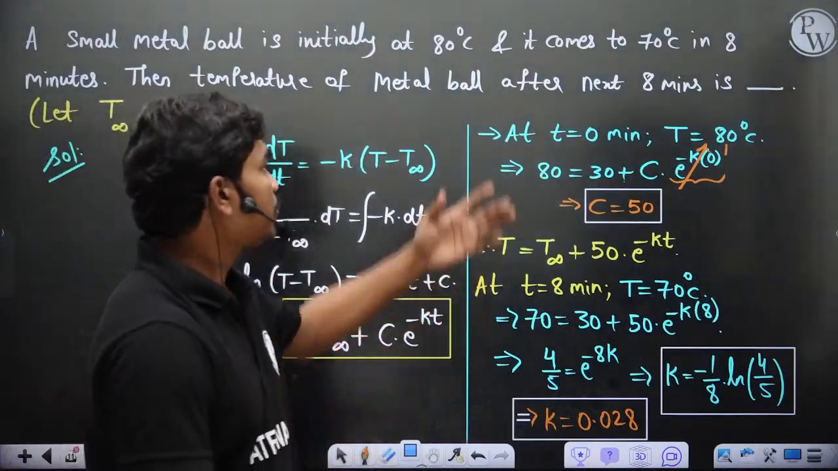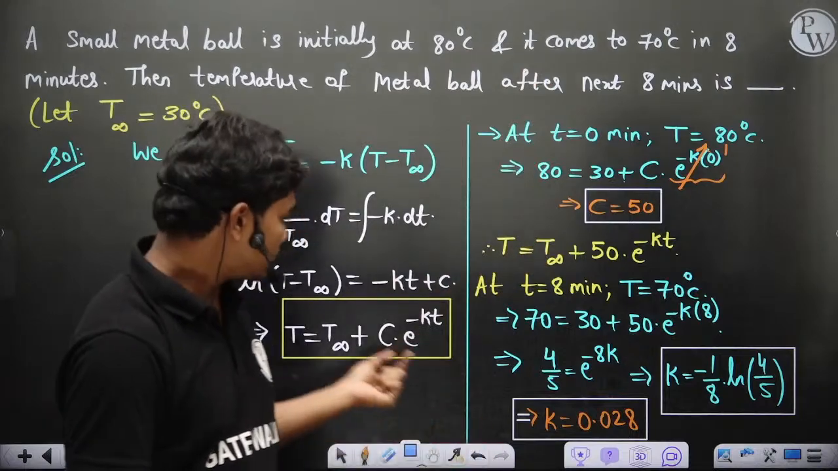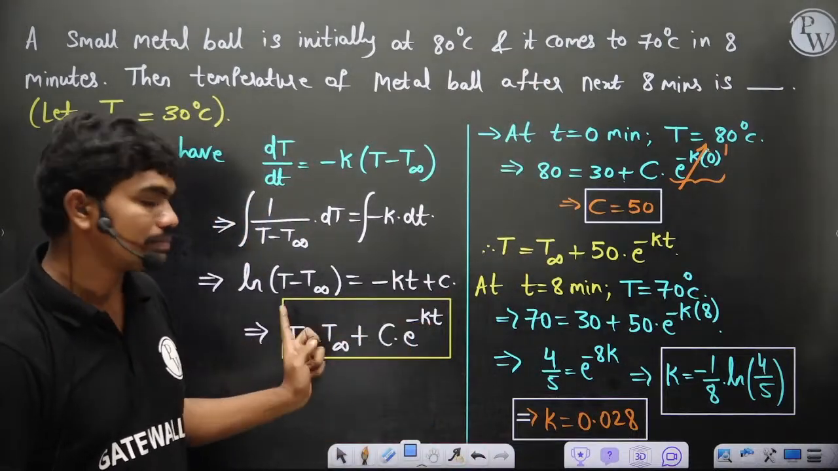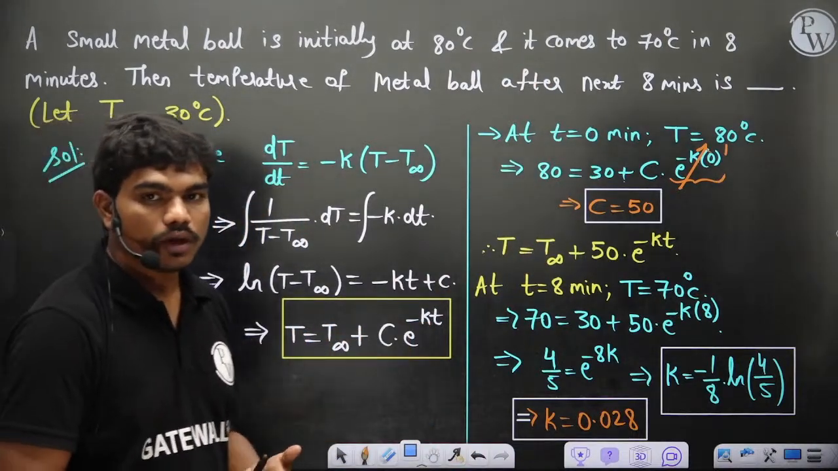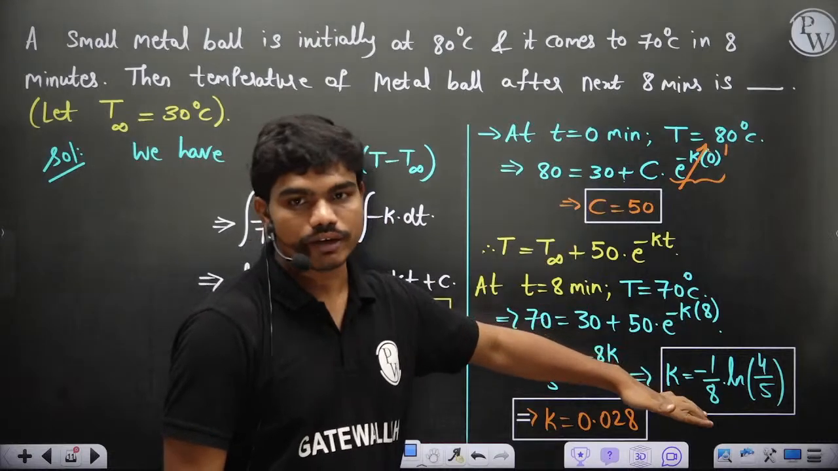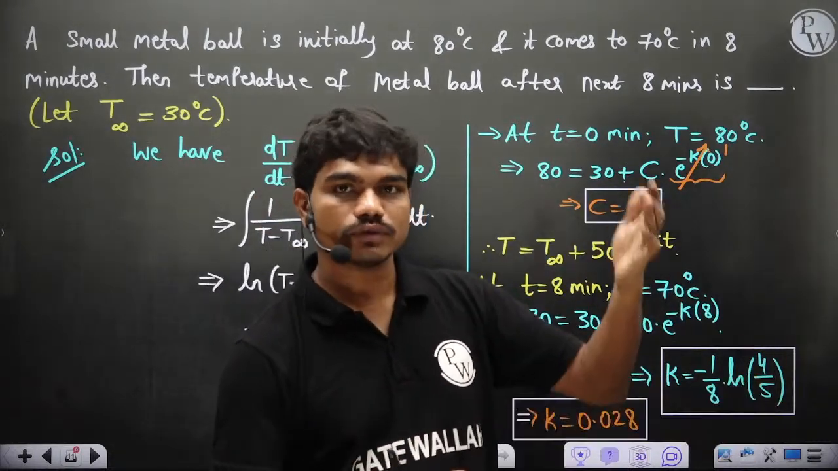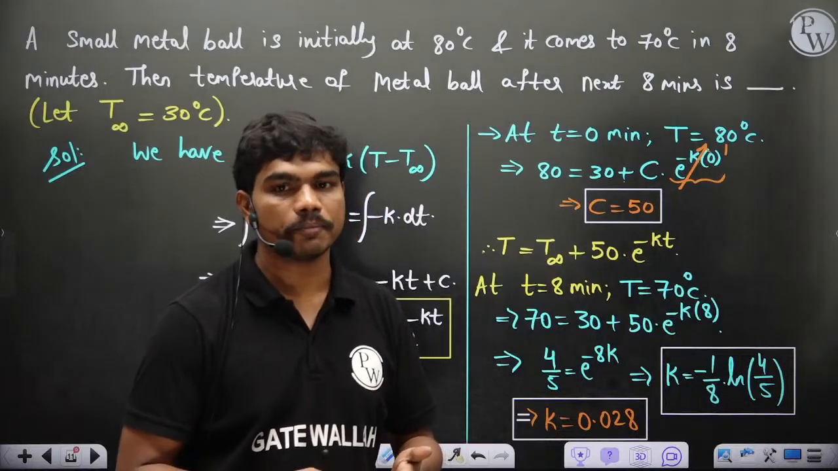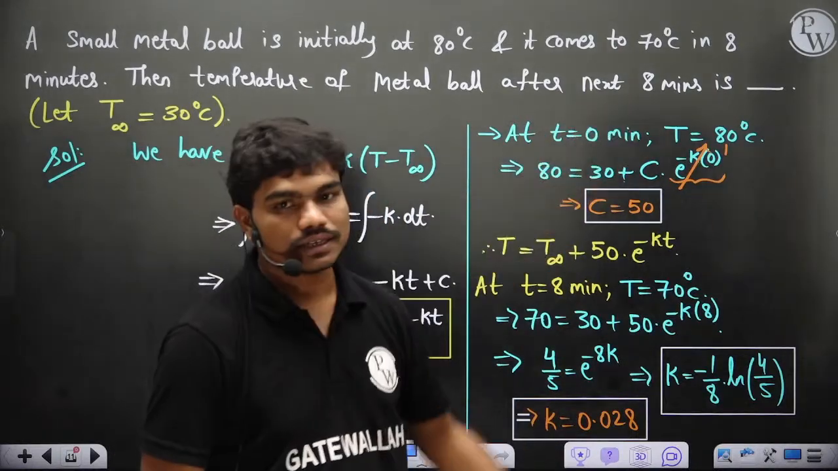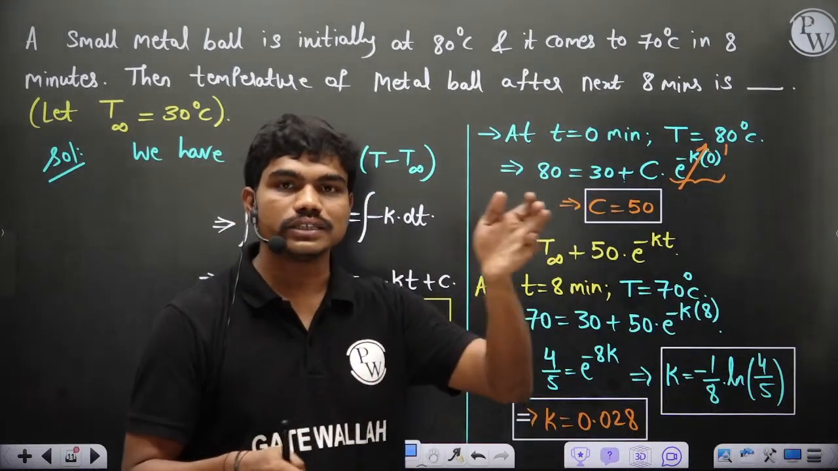Then let's see the next 8 minutes. So this differential equation is with respect to the time t and temperature capital T, of course. In the first 8 minutes, this is what you have observed: the temperature of the body came from 80 to 70. In the next 8 minutes, what would be the final temperature of the body? If I am saying next 8 minutes, then from the starting point, what is the time I should measure?